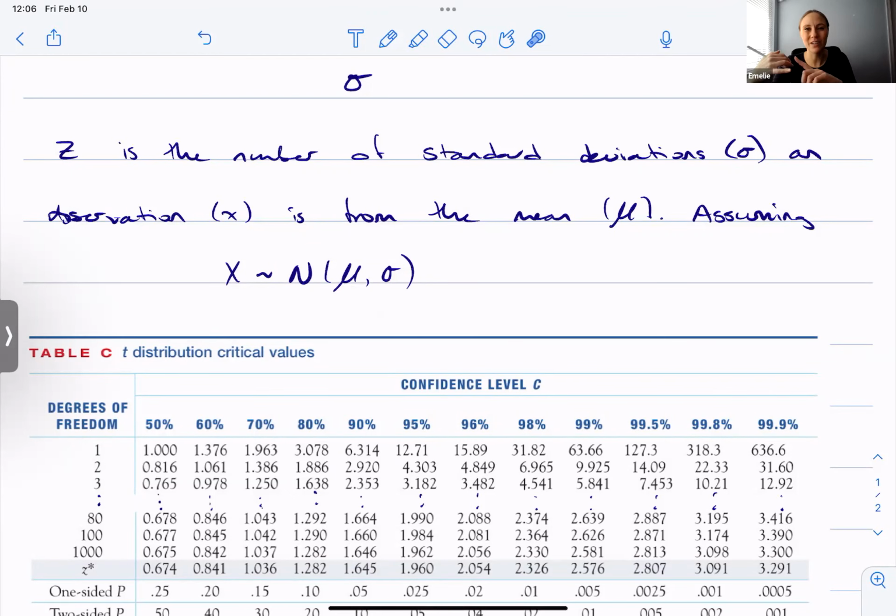Okay. So in the questions that we have, we're going to be told that something follows a normal distribution or approximately normal, and then we'll have the mean and the standard deviation, and then we'll be able to calculate z-scores. And usually what we want to do is we want to find probabilities. Okay. So let's see here.